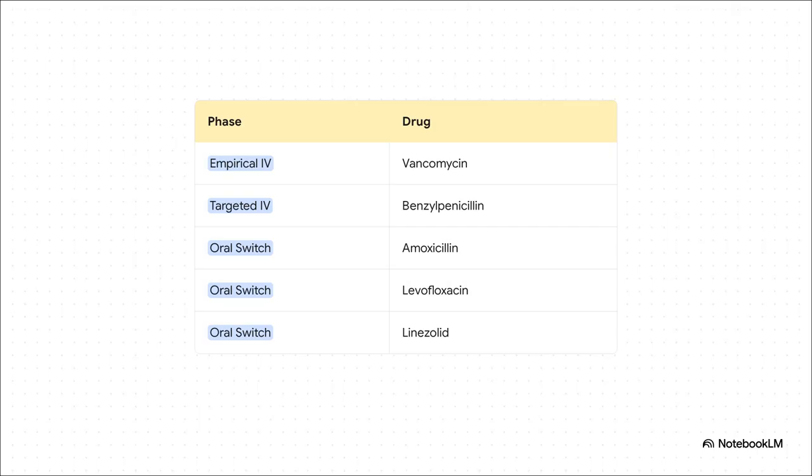Now, what's really useful is looking at structured guidelines, like the Dutch SWAB guideline for prosthetic joint infections, because they provide such a clear pathway. You see, they start empirically with IV vancomycin, which makes sense, but if the susceptibilities allow for it, they practice excellent stewardship by de-escalating to a targeted IV therapy like benzylpenicillin. Then, they even outline several oral switch options like amoxicillin or levofloxacin, which is fantastic for completing the long treatment courses needed to get rid of these stubborn biofilm infections.